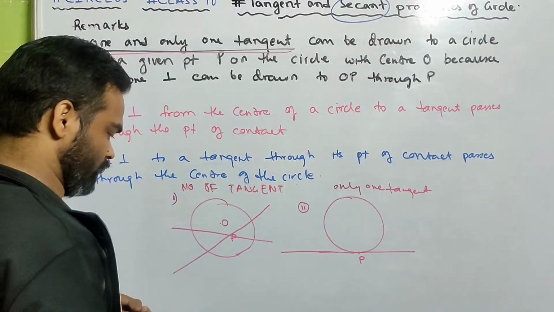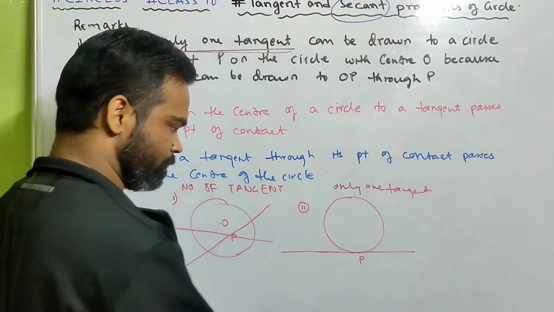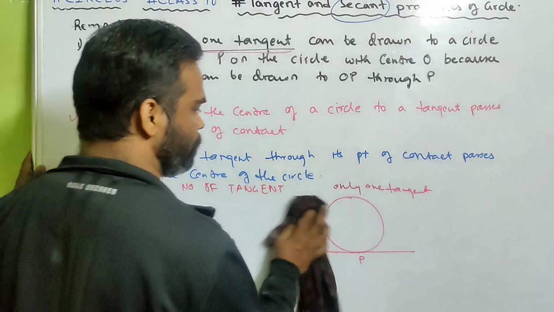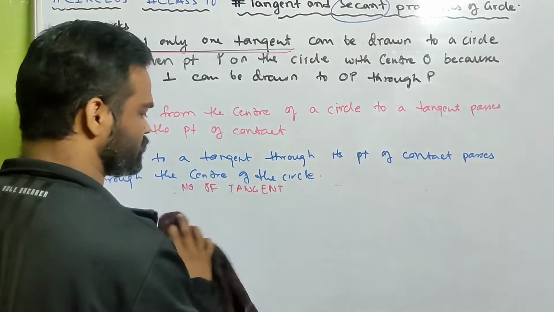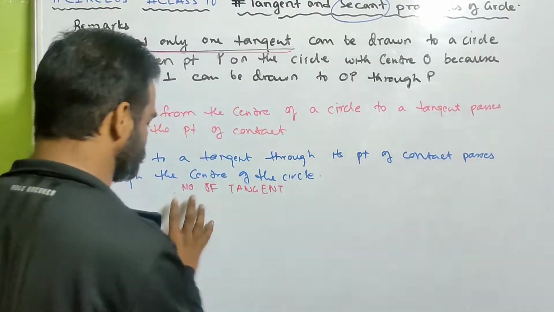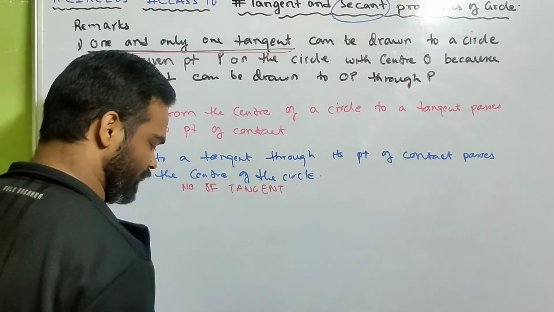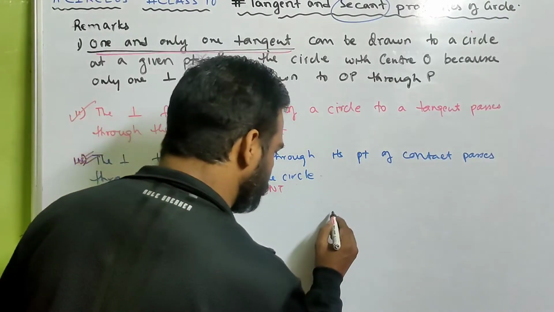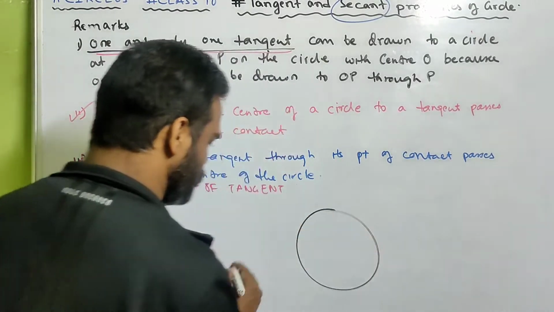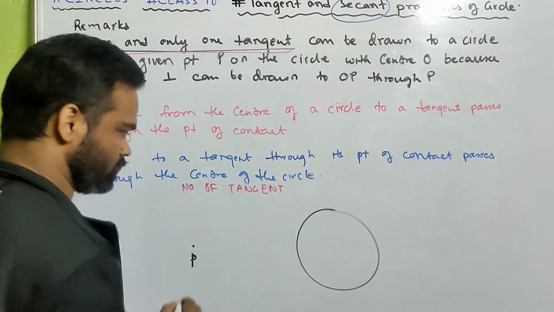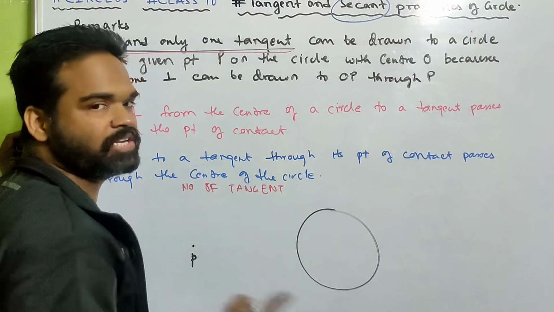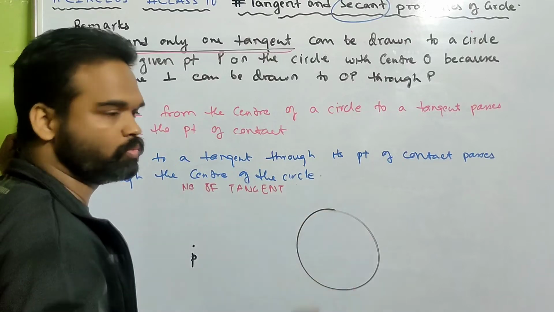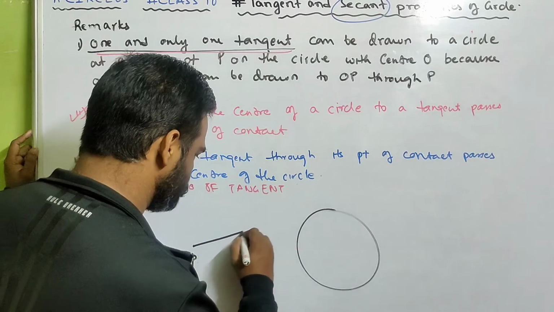And now, very important. These two are clear? Dhyan se. If the point P, in the first case, it was inside the circle, no tangent. On the circle, one tangent. If the point P lies outside the circle, then from the point P, how many tangents you can draw? 2. Look over here.